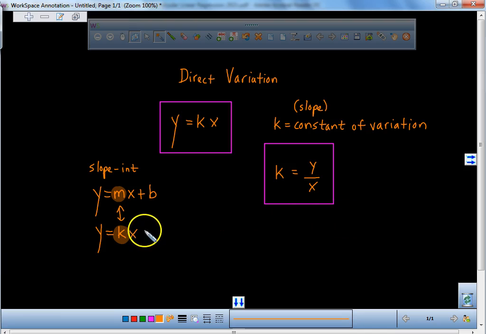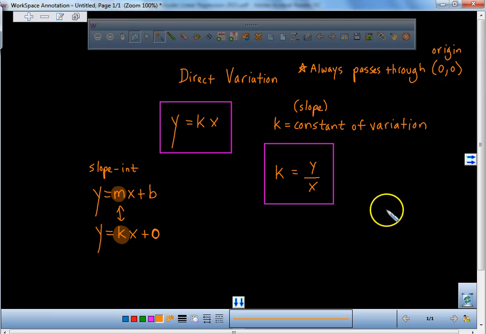What's the only thing that's interestingly different? It doesn't have a b value, but you know what the b value is always going to be in a direct variation problem. It will always pass through the origin. So I'll put a little star here. A direct variation equation always passes through the origin. Well, what is the origin? 0, 0. That's what's known as the origin.